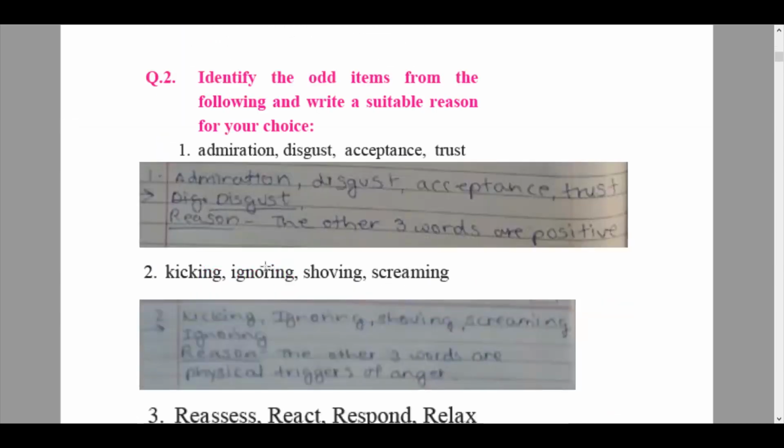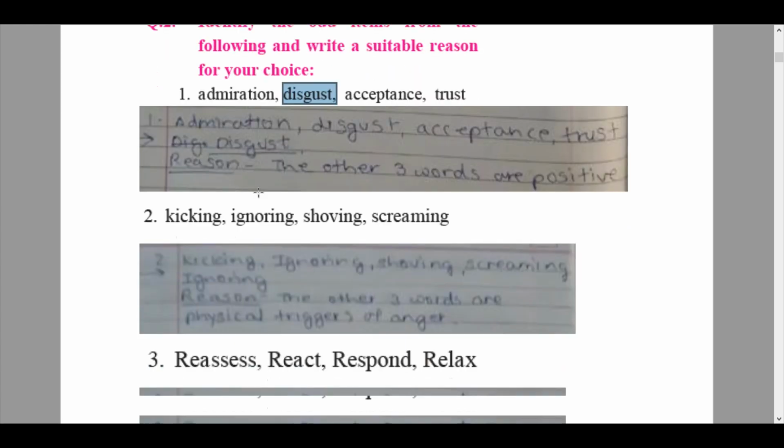Then we move forward to our question number 2. Identify the odd items from the following and write a suitable reason for your choice. Our first list of items is admiration, disgust, acceptance and trust. Here the odd one out is disgust. So just go ahead and mark disgust as our odd one out and then write the reason. The other 3 words are positive. Disgust is a negative aspect of emotions.